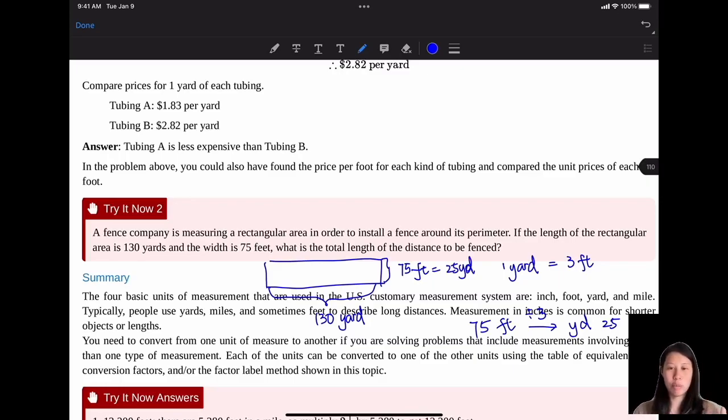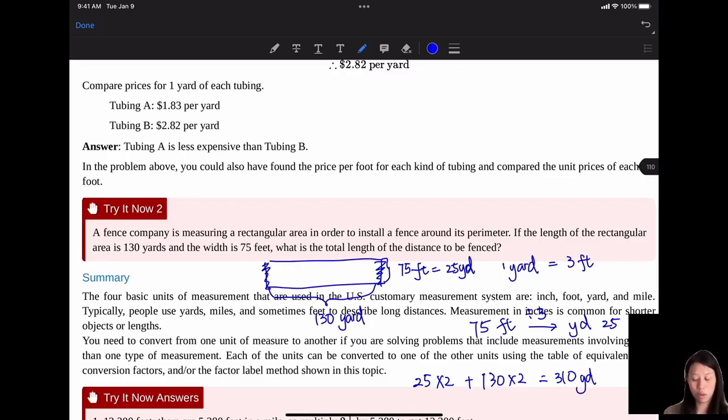So what would be the total perimeter? We have 25, since you have 2 widths, and then plus 2 lengths, which is 113 times 2. So I have 50 plus 226, which is 276 yards. That's the total length for the fence.